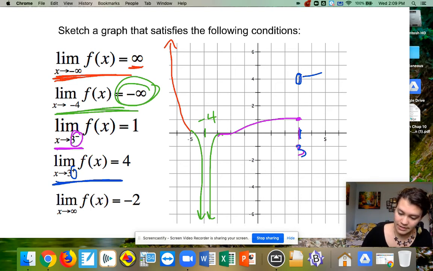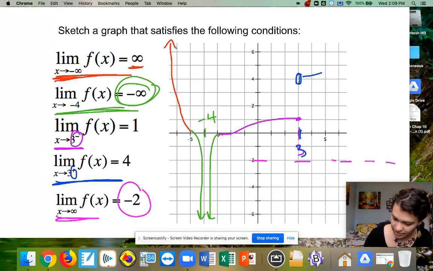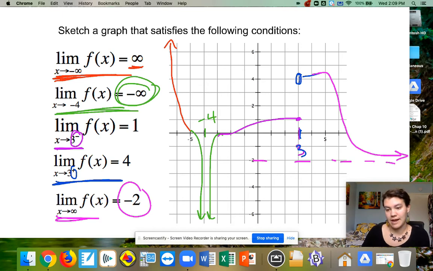And then the last part, let's do it in pink. As we go to positive infinity, we want to be at -2. So we want like a horizontal asymptote right here. So this needs to come down and make an asymptote. Again, the stuff in between doesn't matter. So like this part and this part and this part, it doesn't really matter what you do. What matters is right at those points, what you're doing.